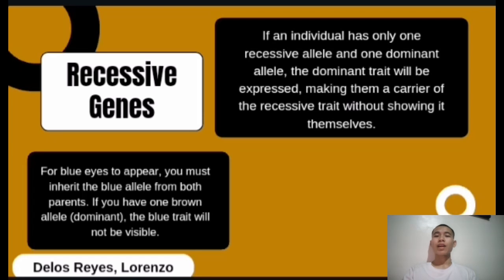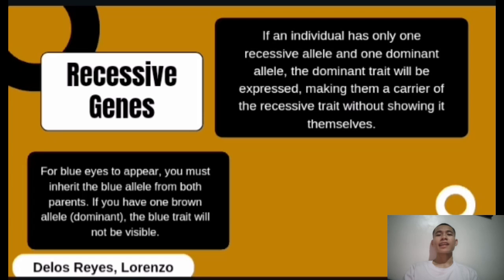Hi guys, today I will discuss recessive genes. A recessive gene, or a recessive allele, only shows its trait if both copies are present. This means you need to inherit the recessive allele from both parents to express that trait. For example, for blue eyes to appear, you must inherit the blue allele from both parents. If you have one brown allele, then that blue trait will not be visible.